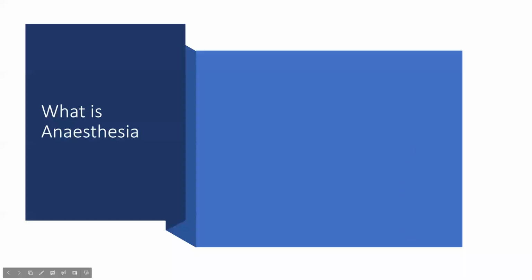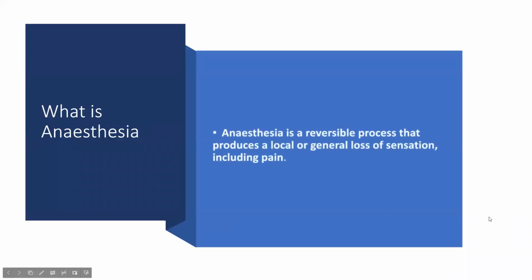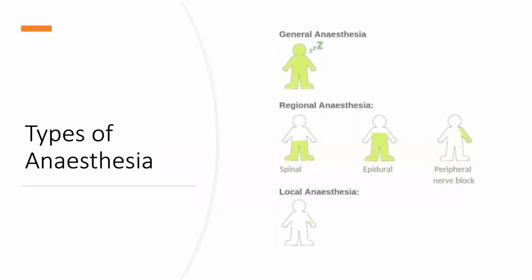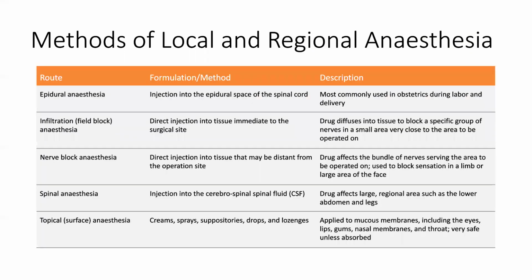What is anesthesia? Anesthesia is a reversible process that produces a local or general loss of sensation, including pain. How many types of anesthesia are there? They can be general or regional. Regional can be spinal, epidural, or peripheral nerve block. And then we have local anesthesia. What are the methods of doing these local and regional anesthesias?